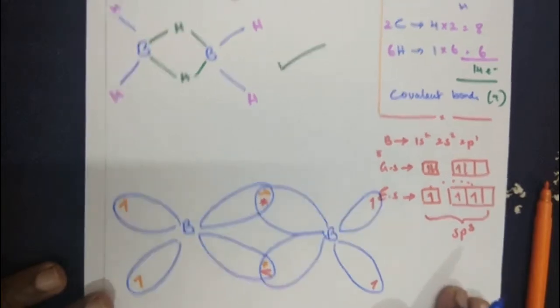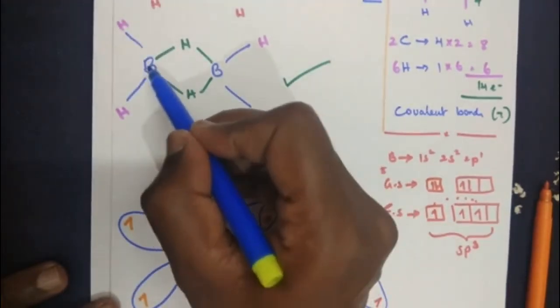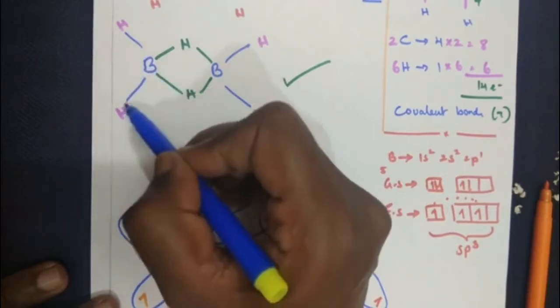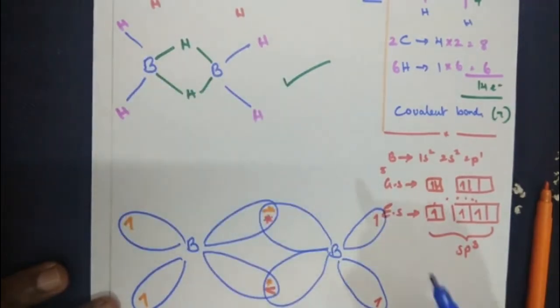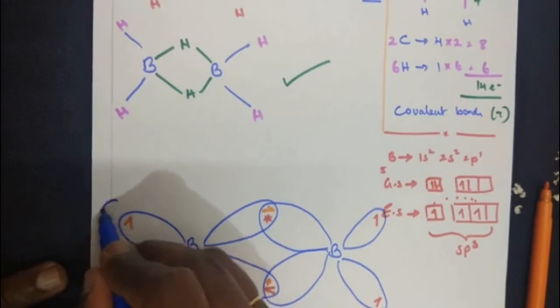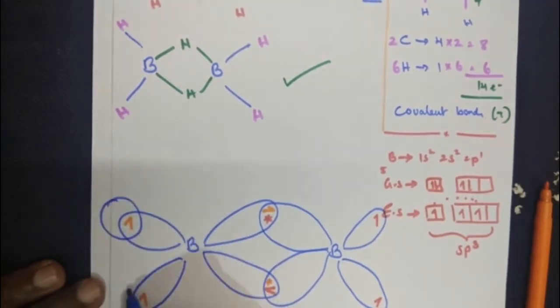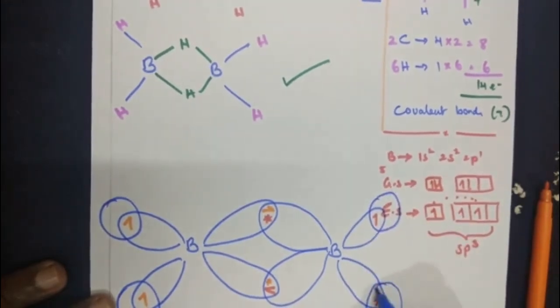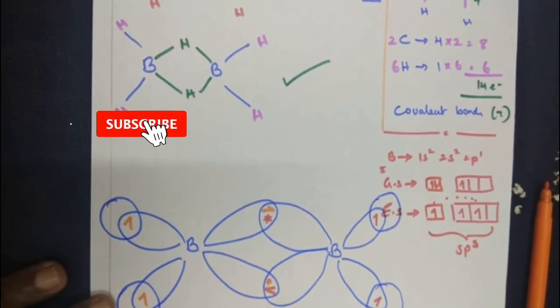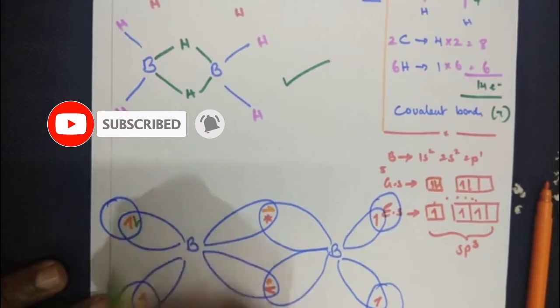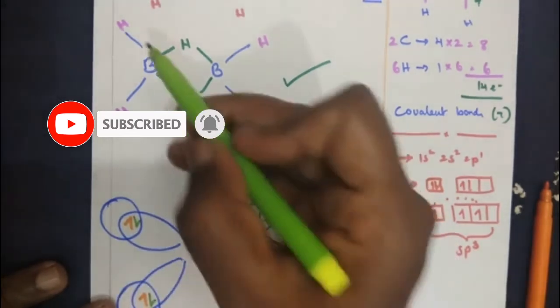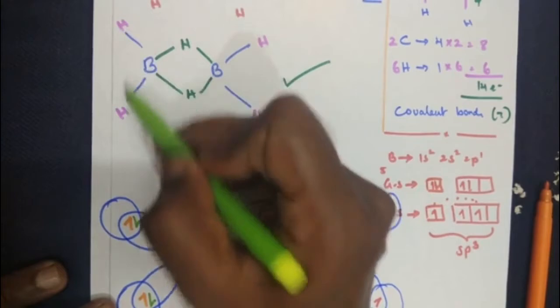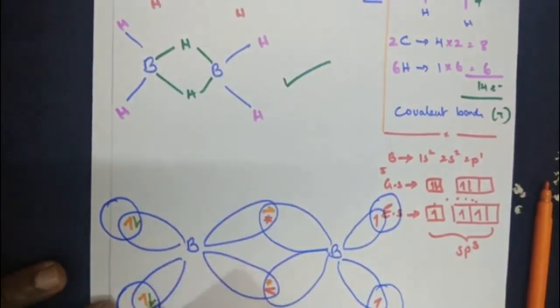Next, each boron is bonded at the terminal to hydrogen. Now how are they bonded? Each hydrogen provides us 1 electron. So it's bonded to hydrogen here, and here, and here. Now how many electrons does hydrogen have? 1 unpaired electron in the s orbital. So 1 electron here, 1 electron here. So boron is bonded to 2 terminal hydrogens. We have made the bonds, and this stands for the s orbital of hydrogen.